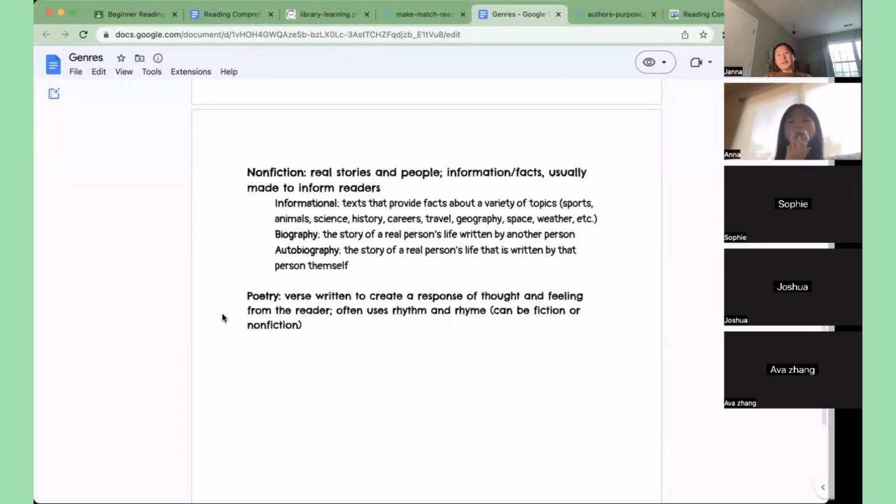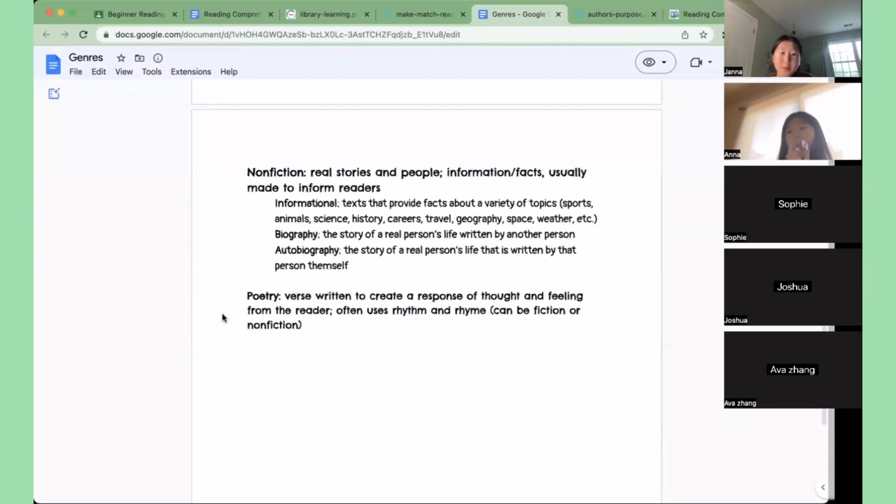And then the next is biography. So this is the story of a real person's life, but it's written by another person, whereas an autobiography is the story of a person's life written by that person. So if I wrote a story about my life, that would be an autobiography. But if I wrote a story about Anna, for example, that would be a biography.